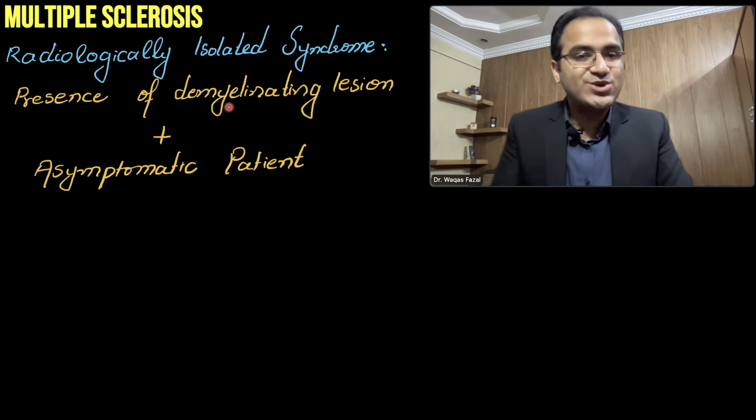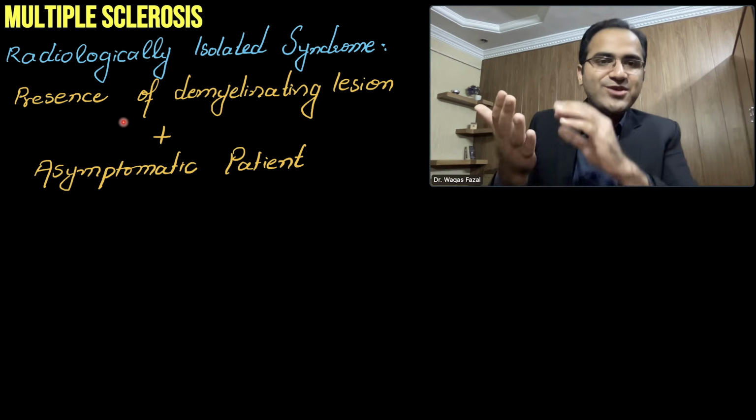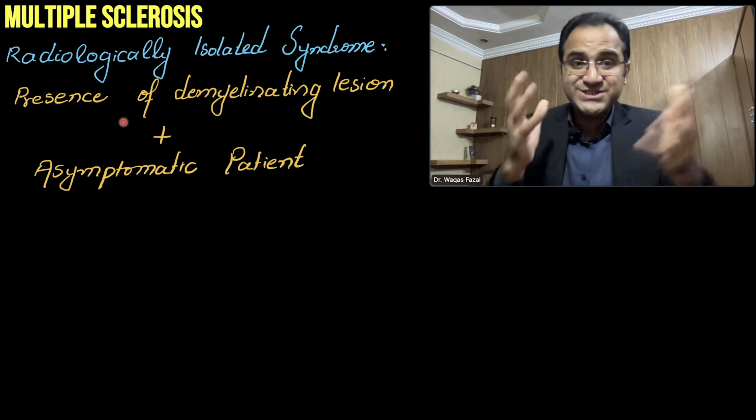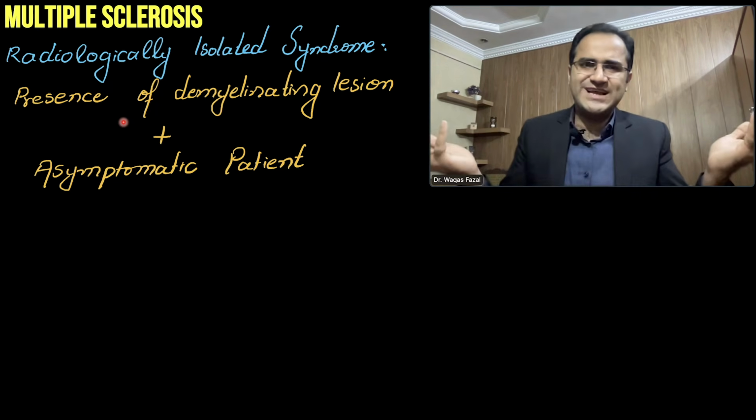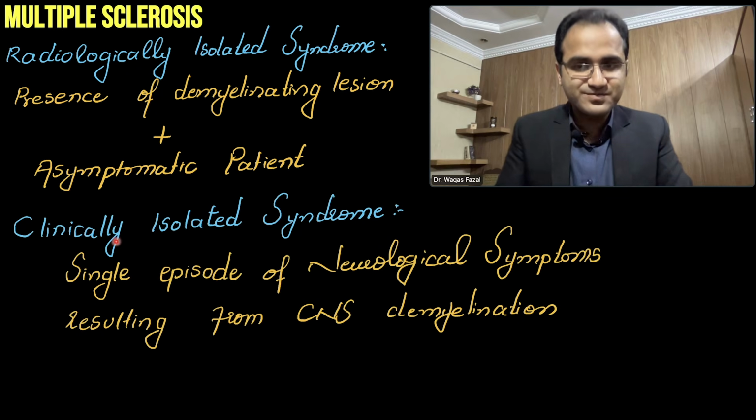Radiologically isolated syndrome. Basically what happens in radiologically isolated syndrome is that a patient was having an MRI for another reason, and on the MRI you find a lesion suggestive of multiple sclerosis, and the patient is not having any symptoms. That is called radiologically isolated syndrome.